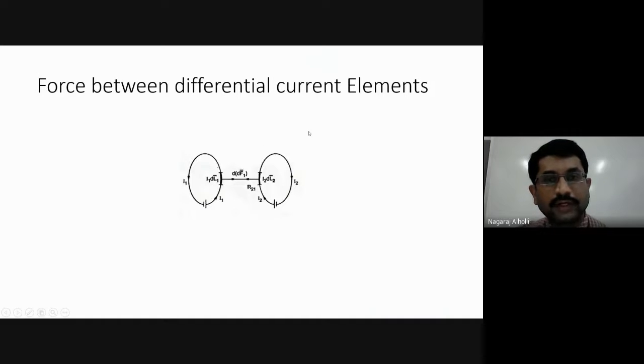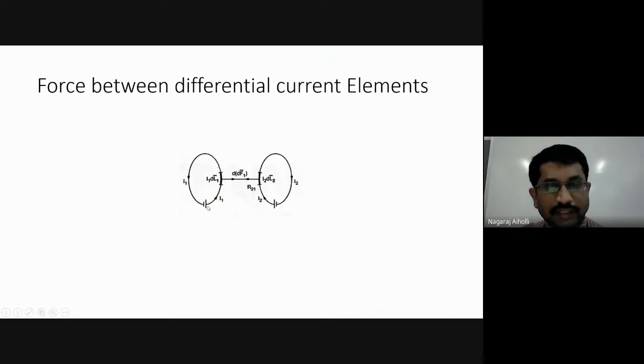Next is force between differential current elements. That is, there are two current elements here. One is I1 dL1 bar, and another current element is I2 dL2 bar. Then what is the force between these two differential current elements? That we are supposed to find out here.